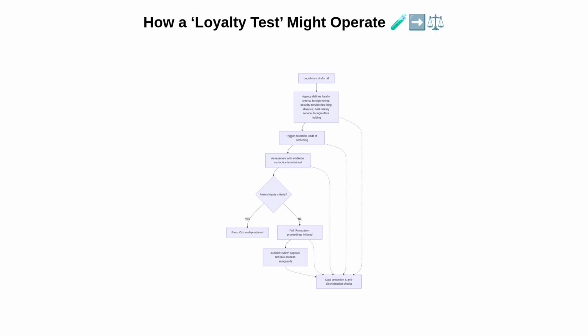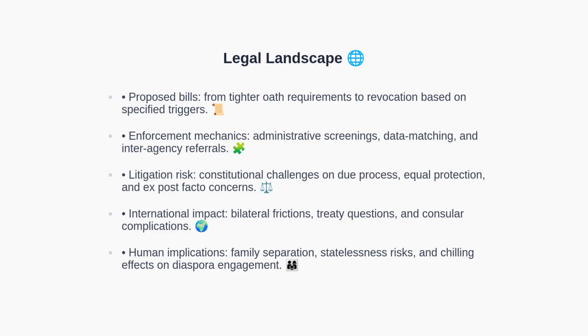Now, let's situate this in the broader legal landscape. The legal landscape includes bills that tighten oath requirements or create revocation pathways based on defined triggers. Enforcement could involve administrative screenings, data matching, and referrals across agencies. Such schemes are likely to face litigation on due process and equal protection grounds, with potential concerns about retroactive application. Internationally, these policies can create bilateral frictions, raise treaty questions, and complicate consular relations. Human consequences include risks of family separation, statelessness in rare cases, and chilling effects on diaspora communities.